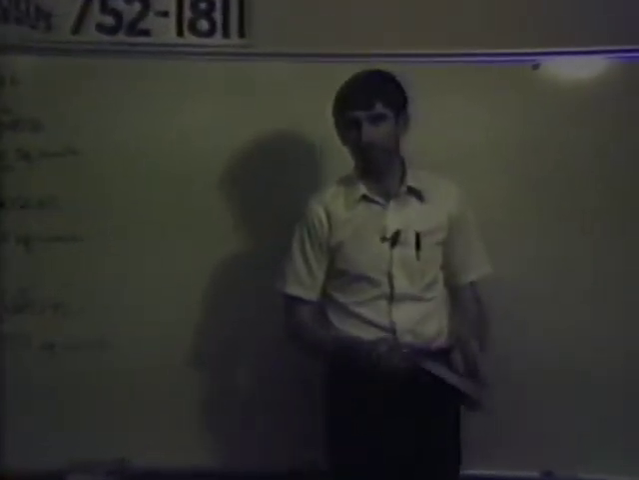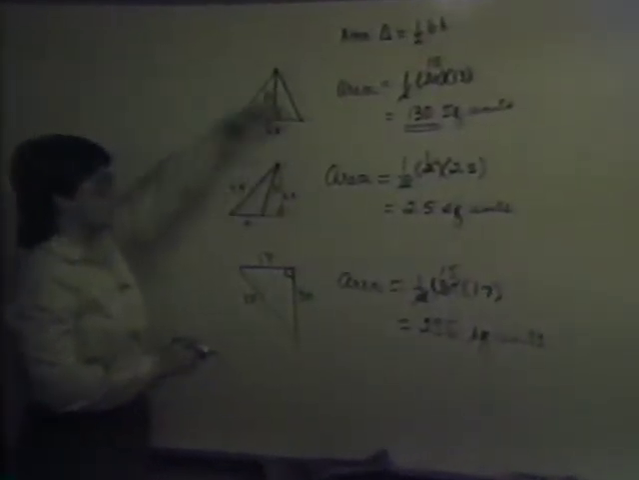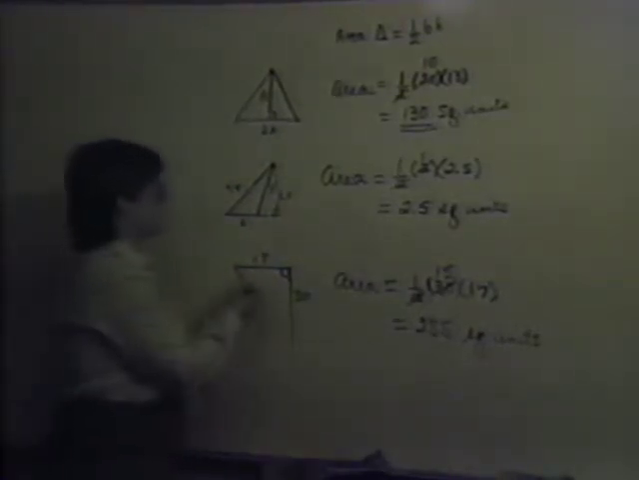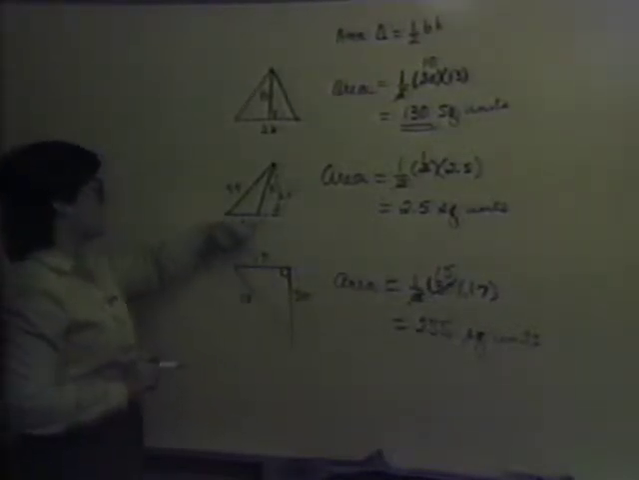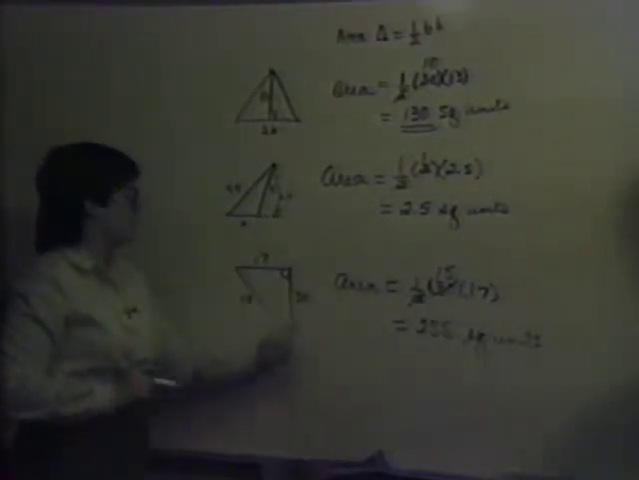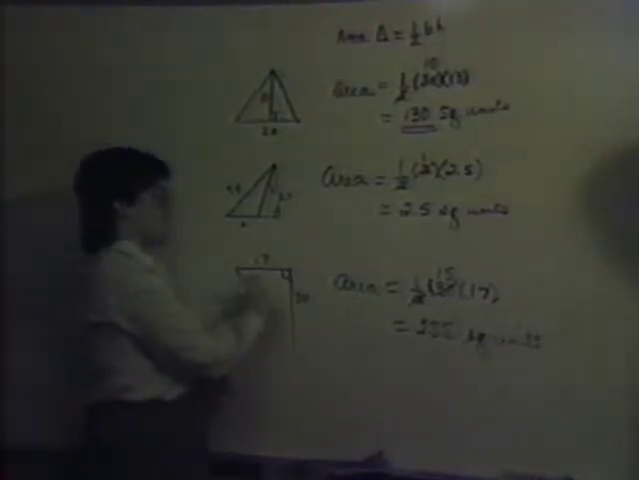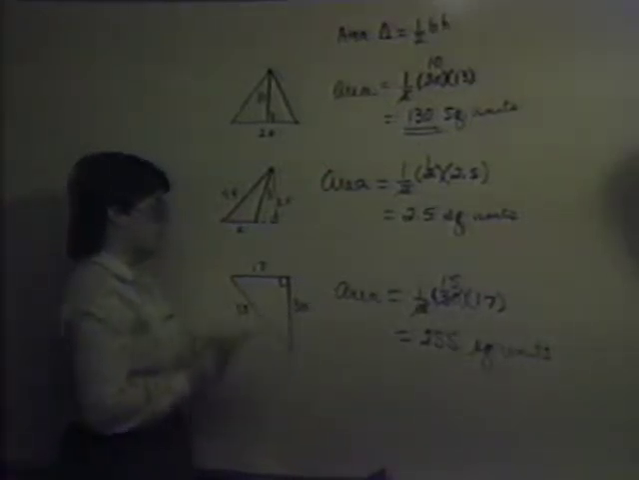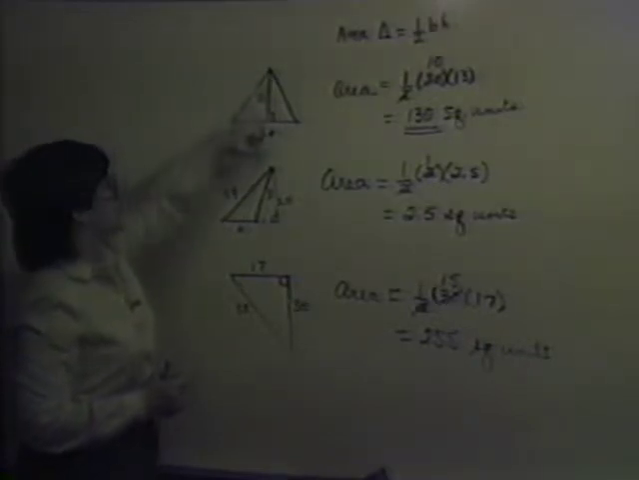Just a quick review on finding the area of triangles. The formula is 1/2 the base times the height. Now, as you've seen in these problems, the base isn't always necessarily on the bottom. In this case, the base was on the top, but what we're looking for is 2 perpendicular measurements. The height will be perpendicular to the base. So in this case, the base was this top, and of course the height is this perpendicular distance from the altitude of the triangle to the base, as it was here.